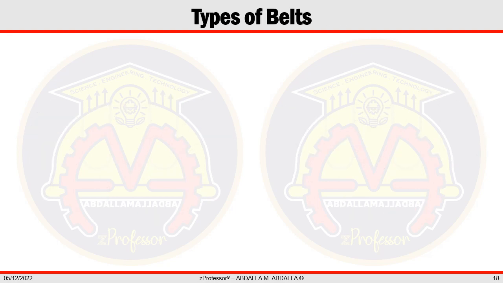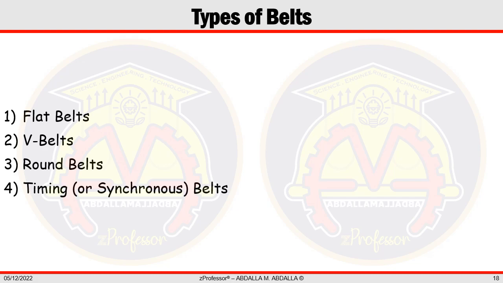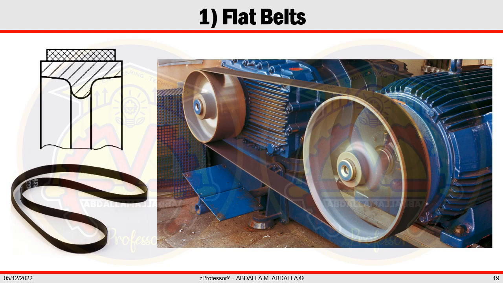Because of cost and efficiency, several types and sizes of belts are available for different load levels. There are primarily 4 types of belt configurations, that is, flat belt, V-belt, round belt, and timing or synchronous belts, each with its individual characteristics. The simplest and most affordable belts have a thin rectangular cross-section and are called flat belts. They are made to function using cylinder-shaped pulleys.